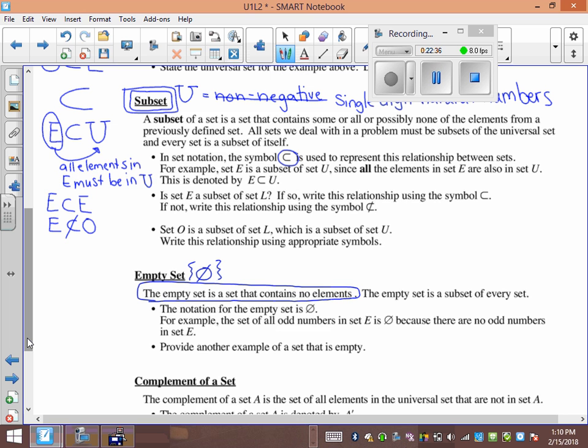It even shows it here, zero with a slash through it. No elements in an empty set. Okay? We will come back to empty set because it makes more sense when we do ands and ors, which we're not doing yet. So an empty set is just a set that contains no elements in it.